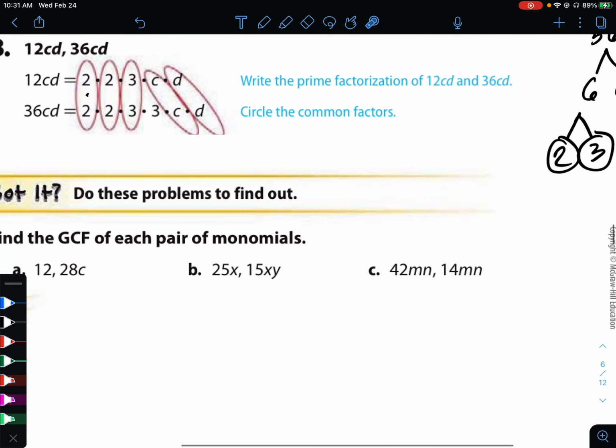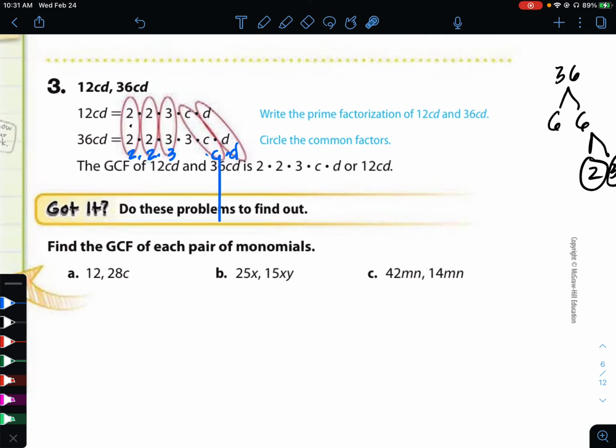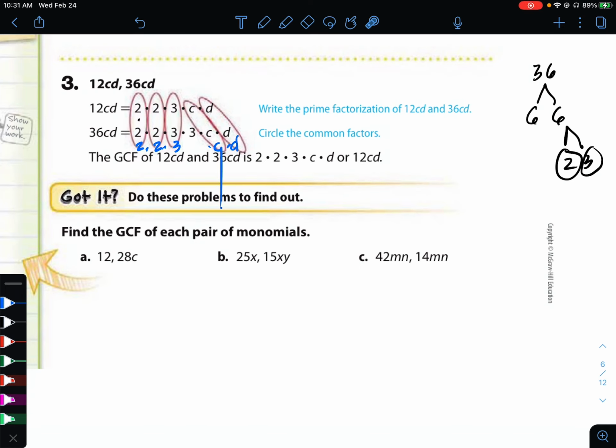Okay, then circle the common factors and bring them down once: 2, 2 and 3, c and d. And then I multiply 2 times 2 times 3 times c times d. 2 times 2 times 3 is 12. Okay, cd. So the greatest common factor of 12cd and 36cd is actually 12cd. Okay, try the guided problems and see if you understand examples 1 through 3.